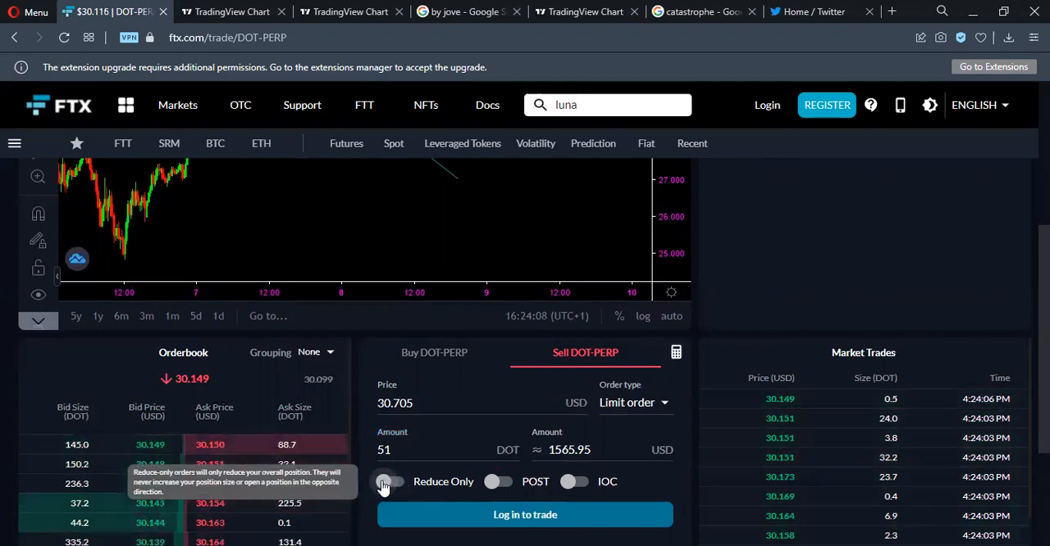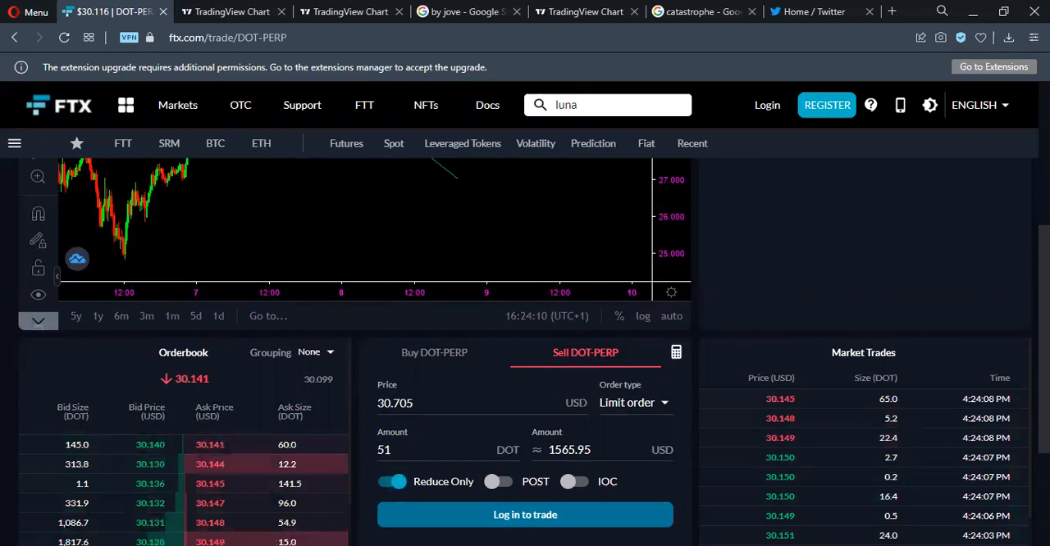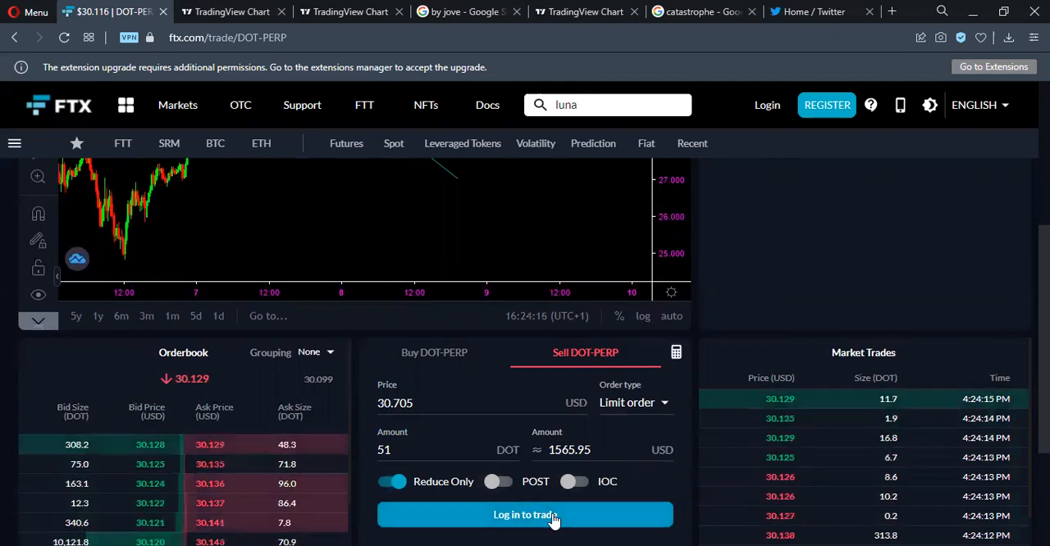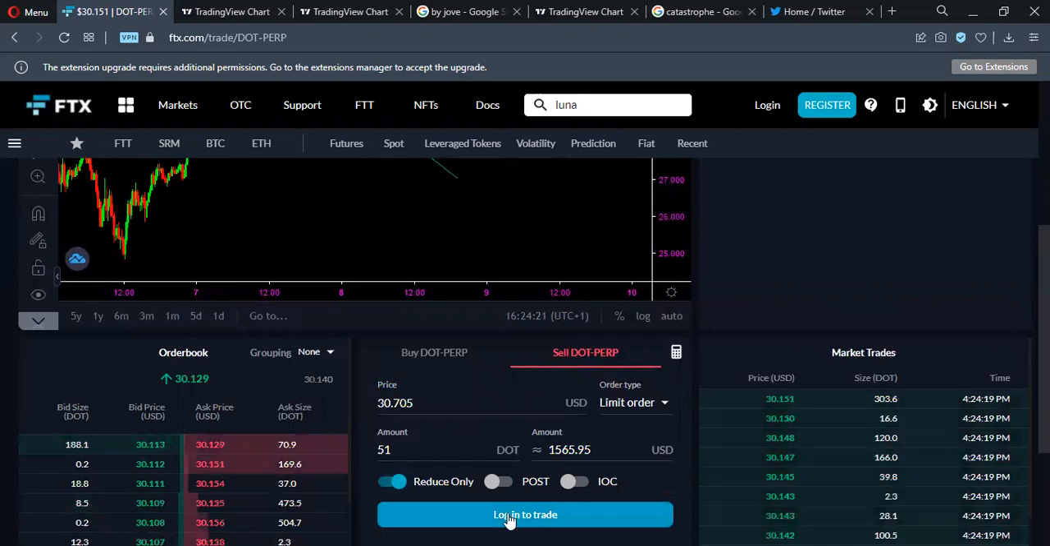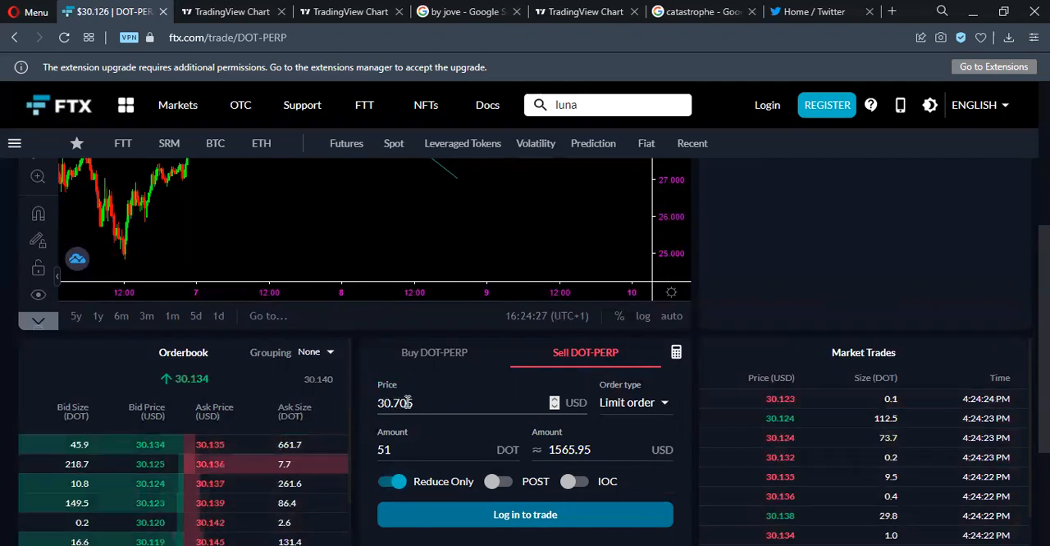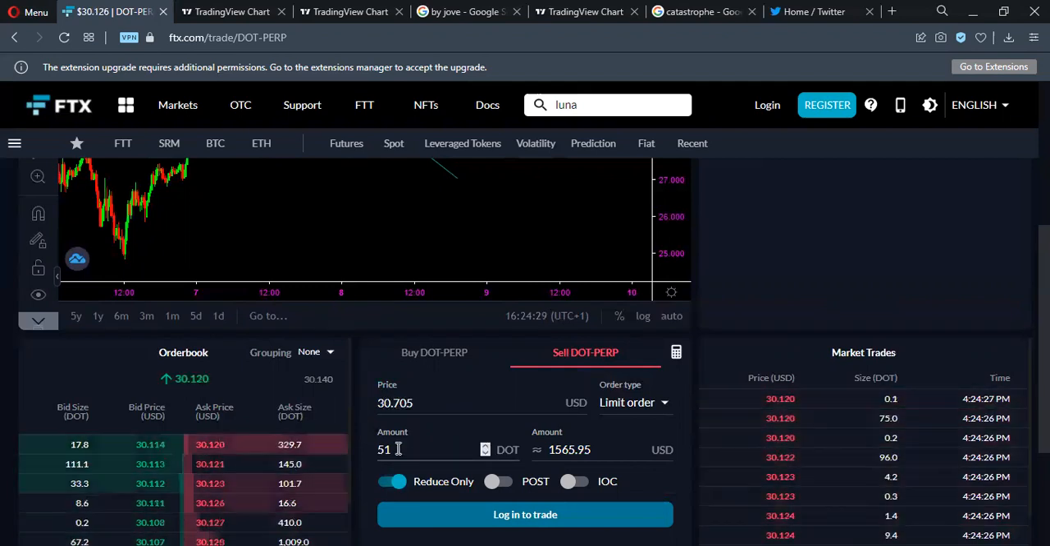Make sure you toggle this reduce only, and then go right ahead. I'm not logged into my account, that's why it's showing login to trade. Once you toggle this reduce only, at this very place you will be seeing sell. So go right ahead and click on sell, because once it eventually gets to this 30.705, it's going to sell 51 units for you.